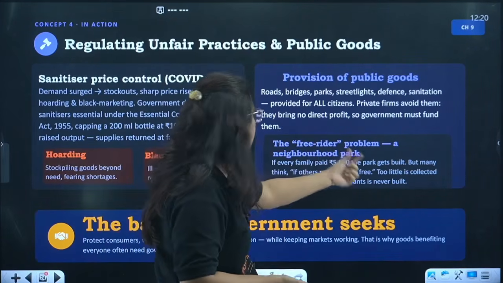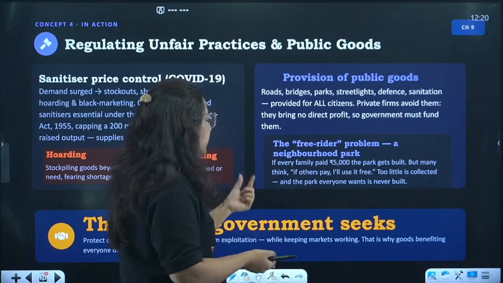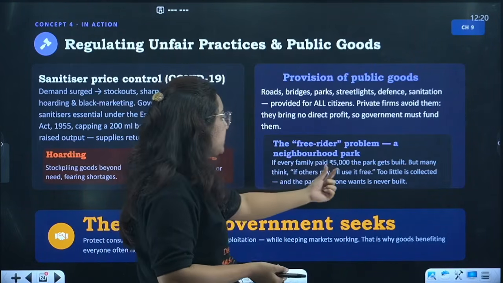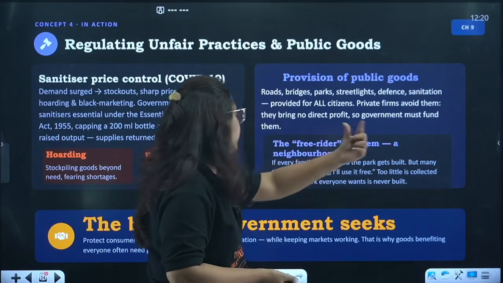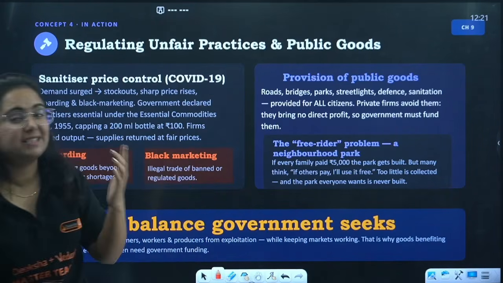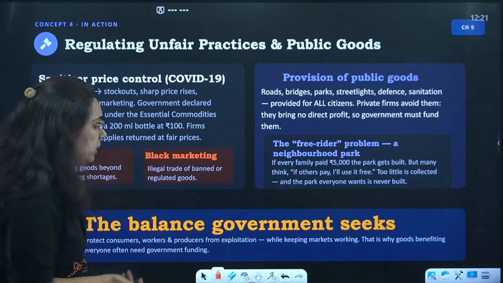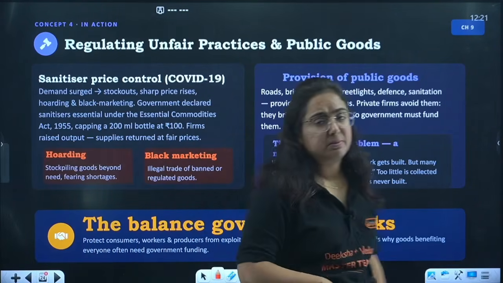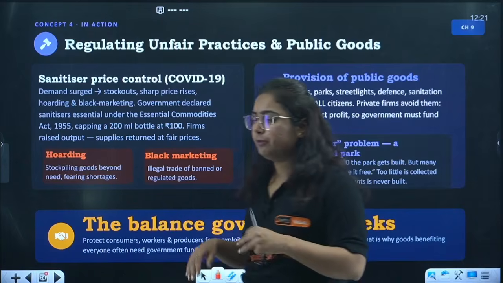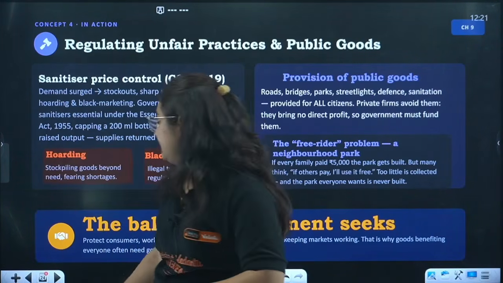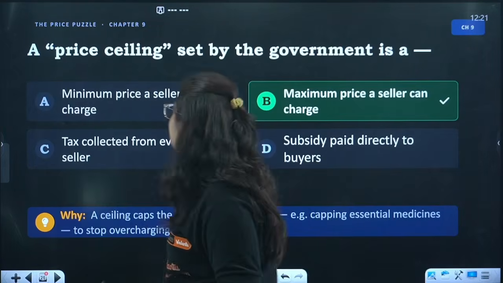The free rider problem: a neighborhood park. If every family paid 5,000, the park gets built. But many think, if others pay, I will use it for free. Too little is collected and the park everyone wants is never built. It happens sometimes, and hence the government takes a call on that. Sometimes we feel let's do something collectively, but if one rejects, the work is not done. In that case, the government takes a call.